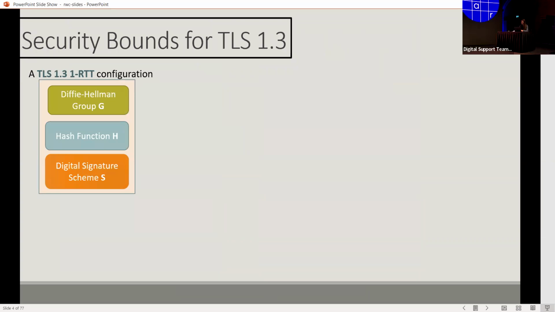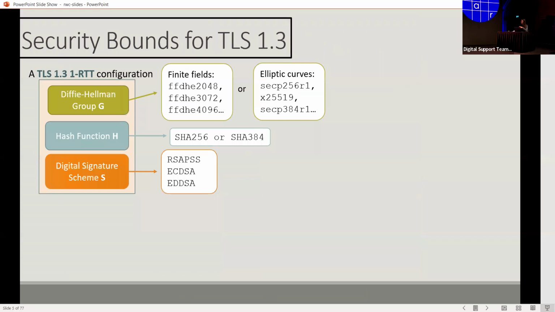The prior security proof for TLS 1.3 by Dowling et al. reduces to the security of its building blocks. For the full handshake, these include a Diffie-Hellman group, a cryptographic hash function, and a digital signature scheme. The TLS standard gives several options for each of these parameters, targeting different levels of efficiency and security.